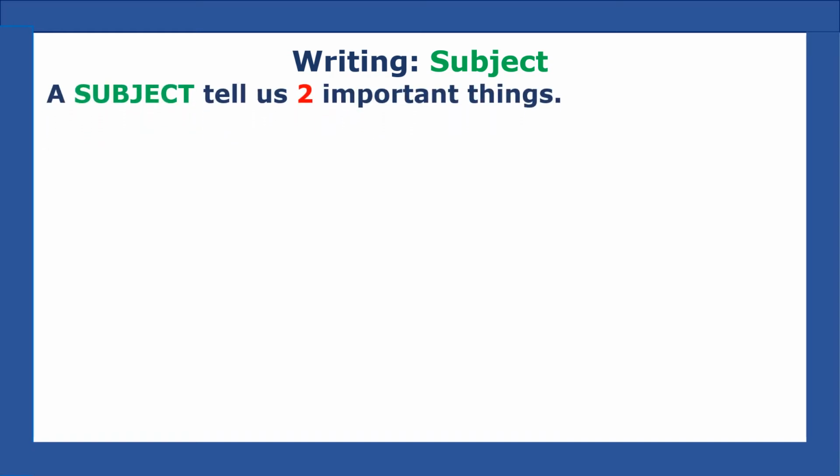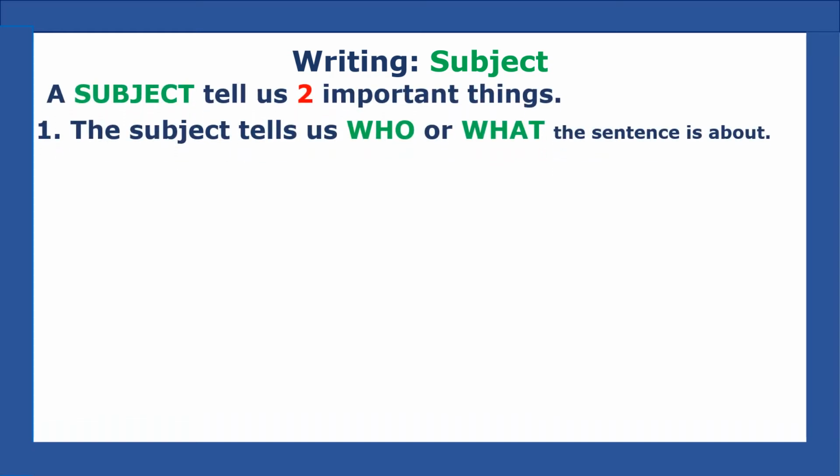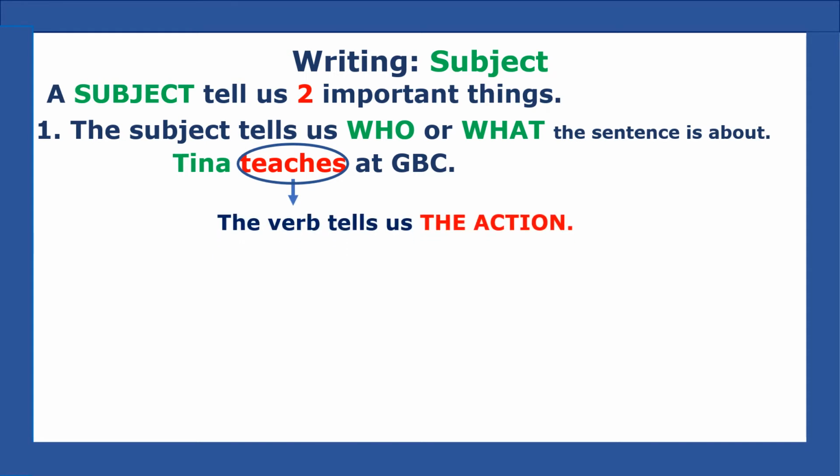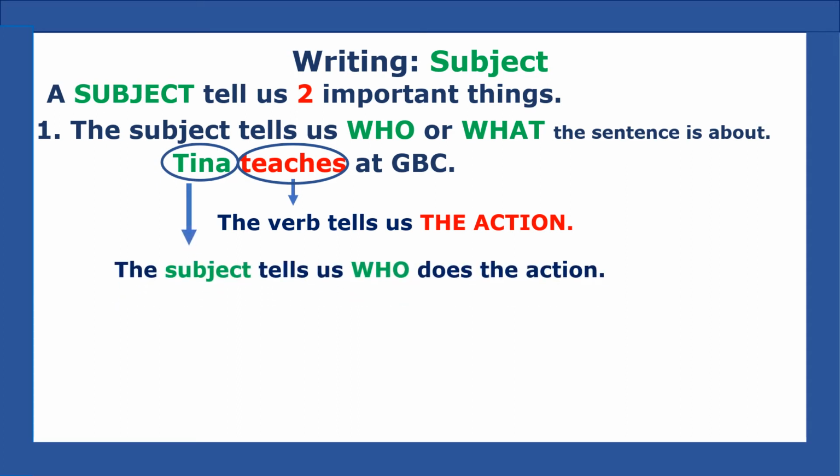A subject tells us two important things. The subject tells us who or what the sentence is about. Tina teaches at George Brown College. What is the verb? Teaches. Very good. And the verb tells us the action. But who does the action? That's right. Tina does the action. So Tina is the subject. The subject tells us who does the action.